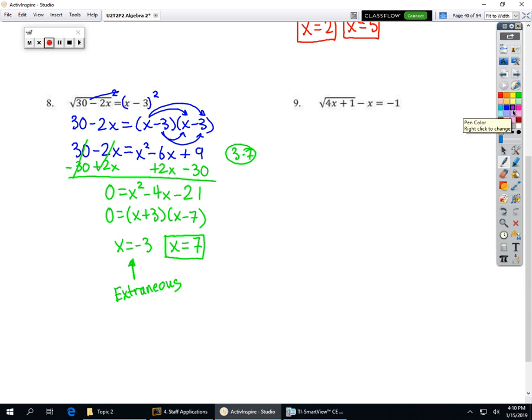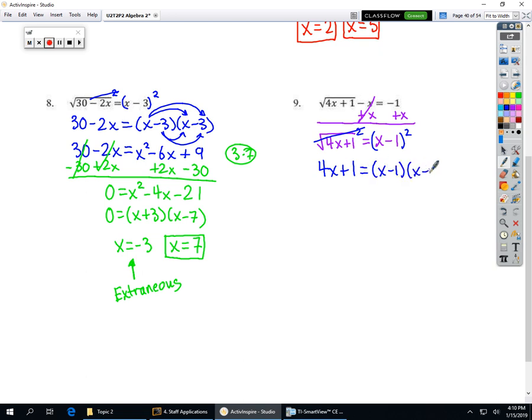All right, this last one here is tricky. I can't just square both sides because this minus x is in the way. So let's add this out. That would become square root of 4x plus 1 equals negative 1 plus x. I'd rather do x minus 1. You could do negative 1 plus x, but x minus 1 seems easier to me. And do the same thing we did in the other problems. Square both sides. These cancel. 4x plus 1 comes down. x minus 1 times x minus 1. Make sure you distribute.